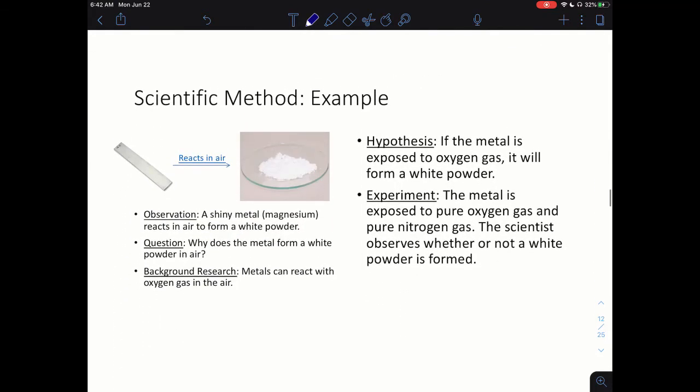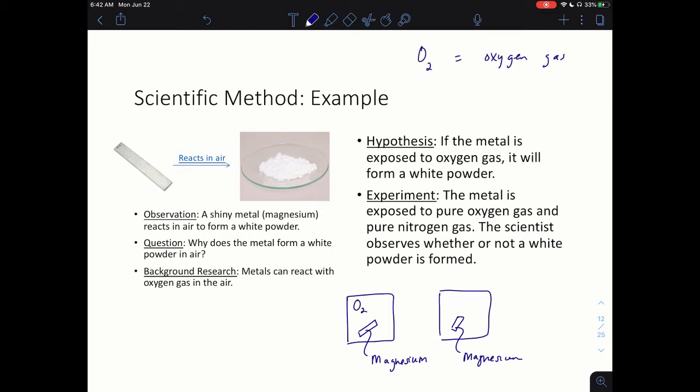Well, that's with an experiment. So here's my experiment. I will have a piece of metal and I'll put it in a chamber maybe. So here's the metal, and it's magnesium metal. In one chamber, I will have oxygen gas. In the other chamber, I will have nitrogen gas. I will predict that only the magnesium in the oxygen chamber will form the white powder, since my hypothesis is that oxygen is necessary, it's causing this to happen.